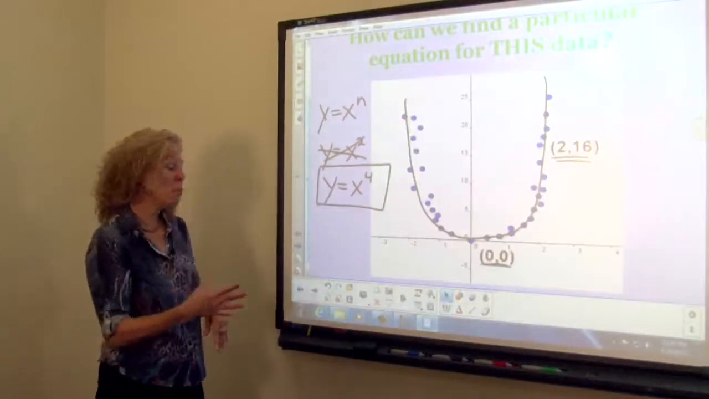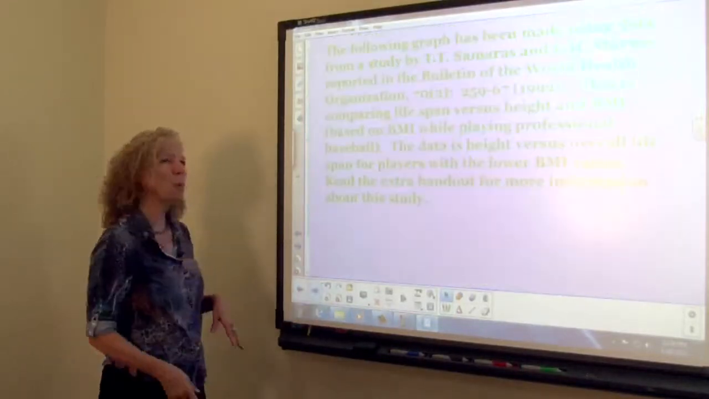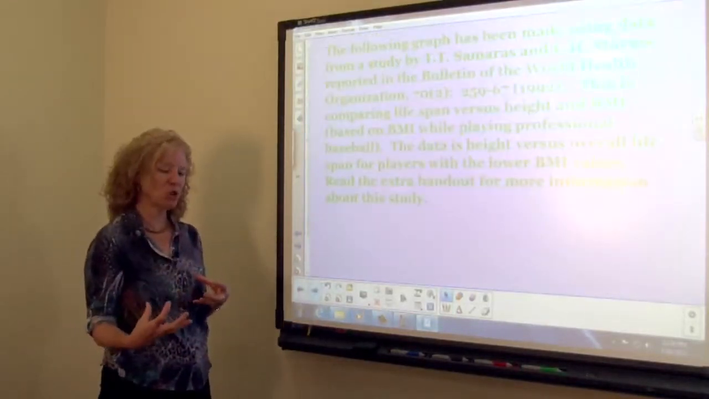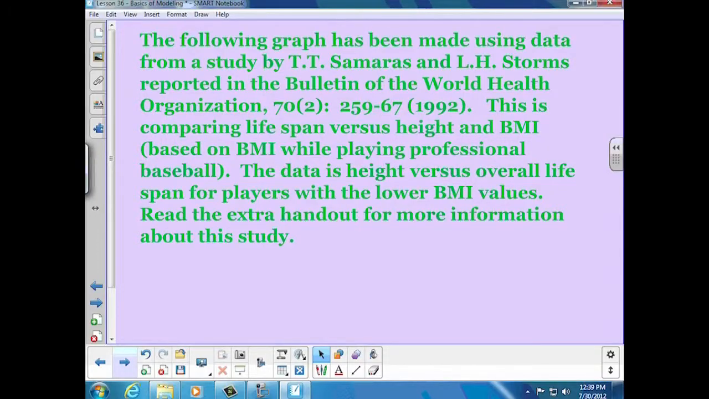So the first thing that I want you to do is to be able to recognize your basic parent functions. Okay? Now, you might want to pause this and read all of this because this is about the data that we're going to look at, so you have an idea of what we're doing.